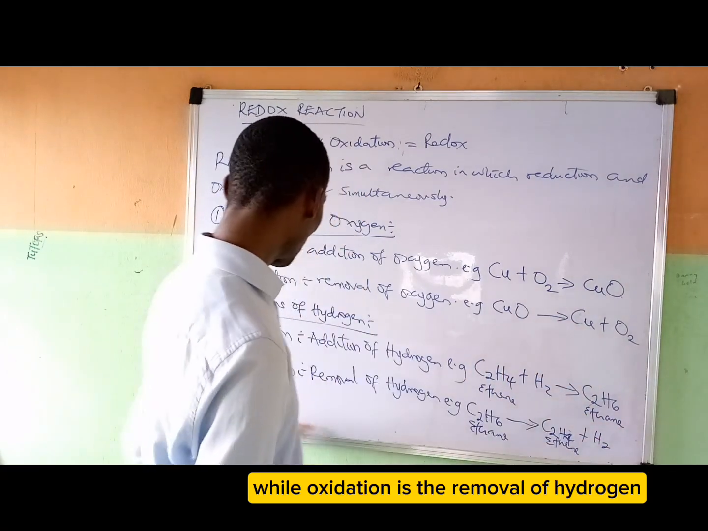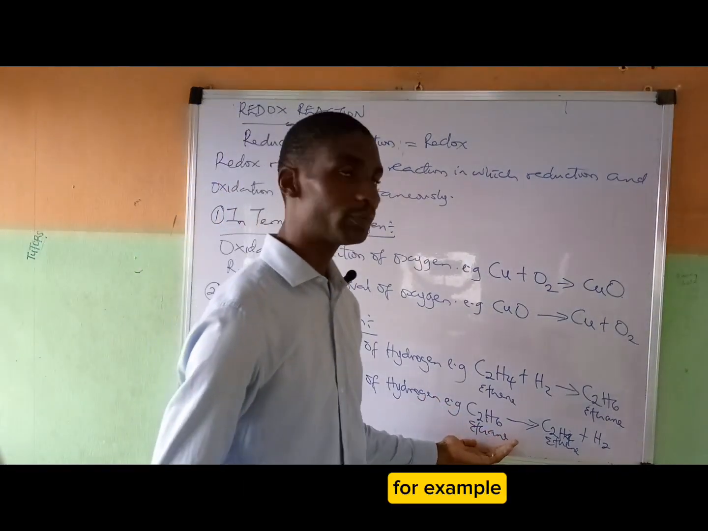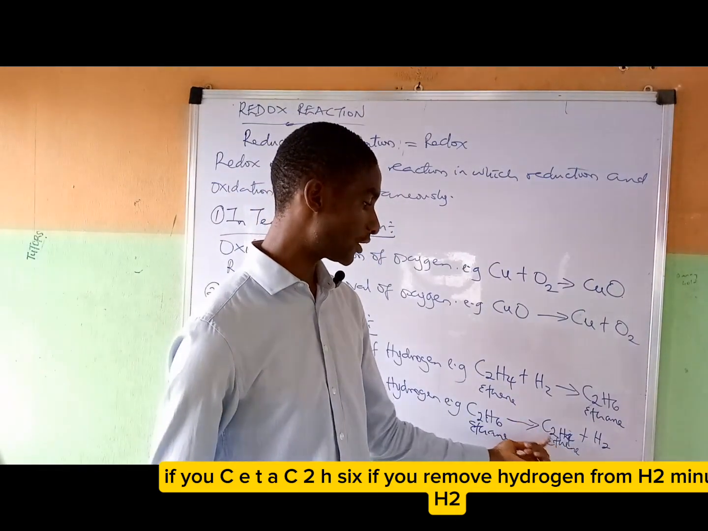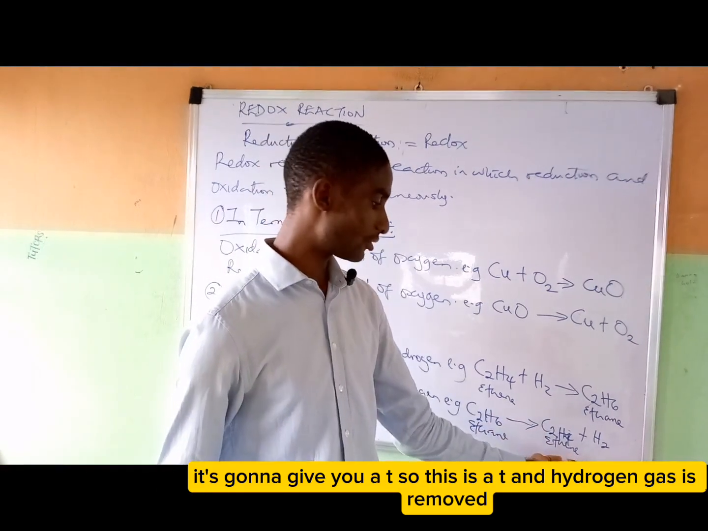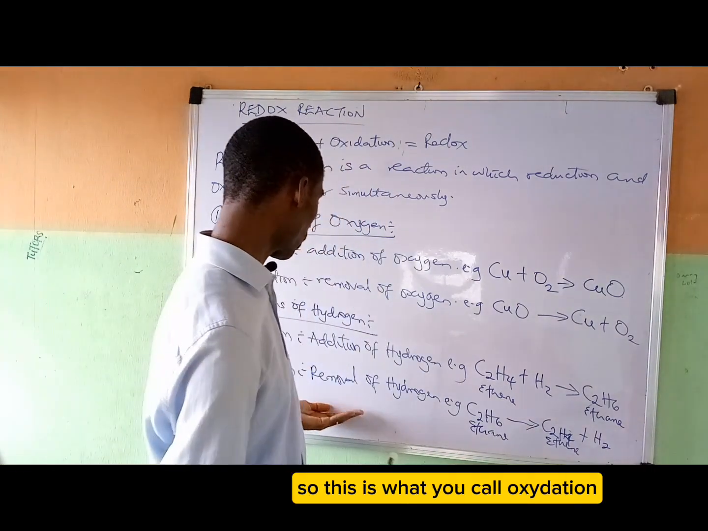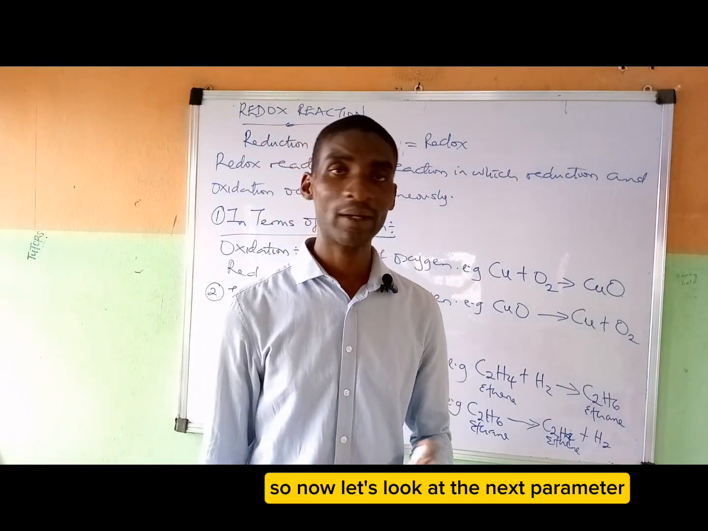While oxidation is the removal of hydrogen. For example, if you see ethane, C2H6, and you remove hydrogen from it, so minus H2, it's going to give you ethene. So this is ethene, and hydrogen gas is removed. This is what you call oxidation. So now let's look at the next parameter.